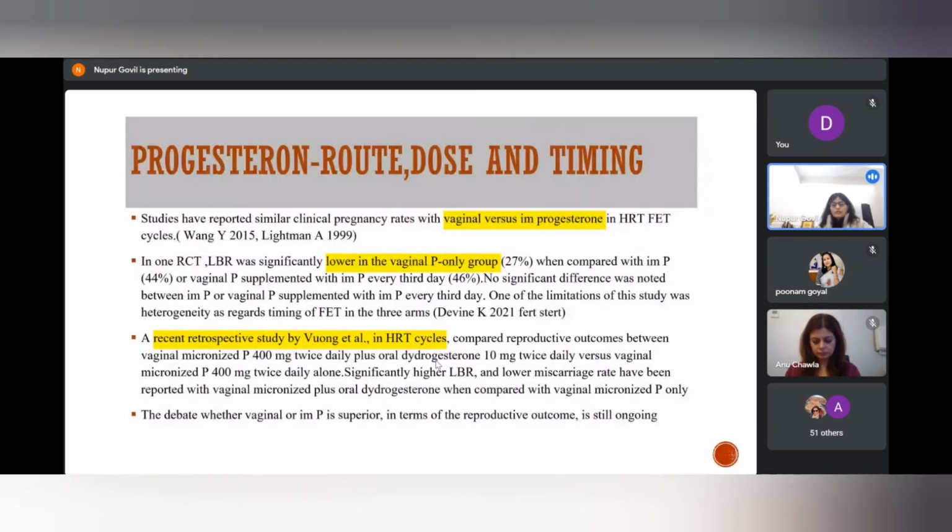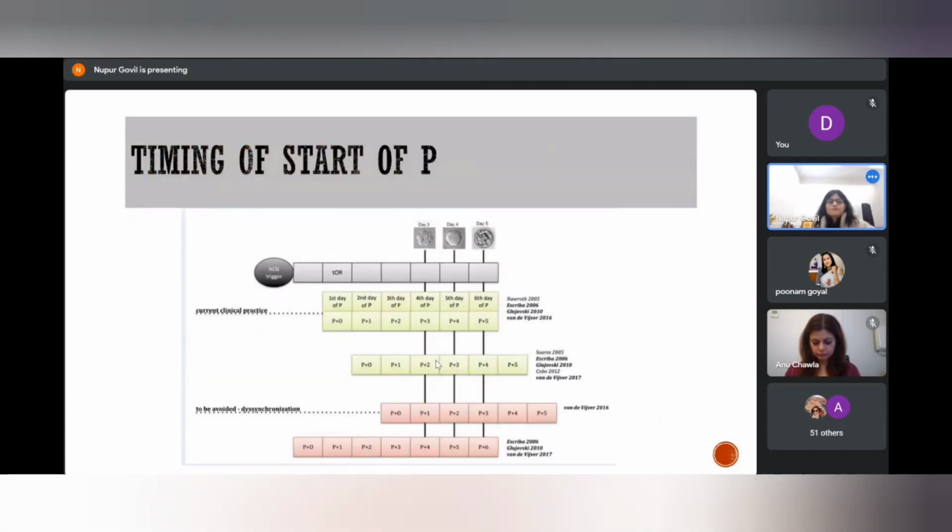Then in another study, they found that when vaginal progesterone is combined with oral dydrogesterone 10 milligram twice daily, it showed a significantly higher live birth rate and lower miscarriage rate. So as per the current evidence, there is no difference between vaginal versus IM progesterone, but based on some of these studies, preference should be towards vaginal progesterone combined with either oral dydrogesterone or intramuscular progesterone.